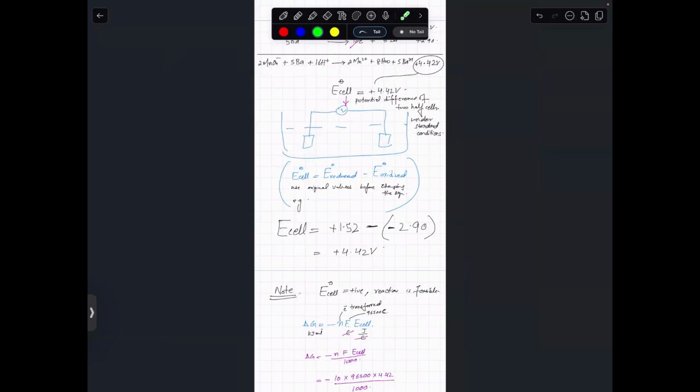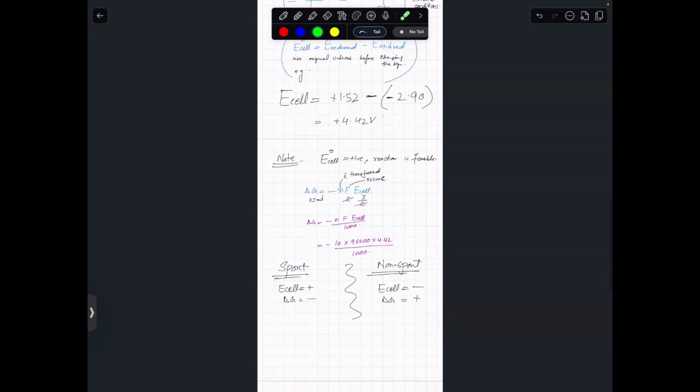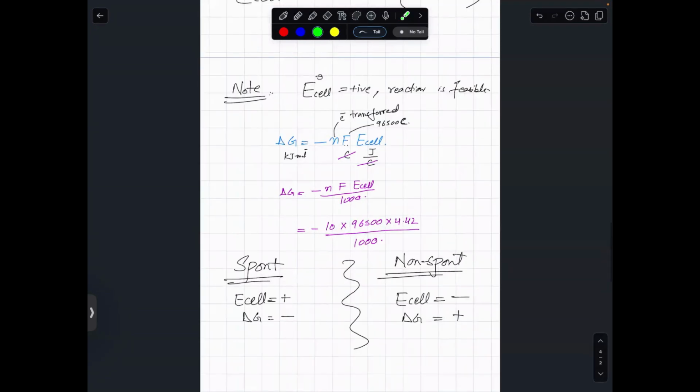Look, what am I doing? This is the electrons transferred, this is the constant, this is your E cell, and you can calculate delta G. Why are you dividing it by 1000? So that the joules are converted into kilojoules.